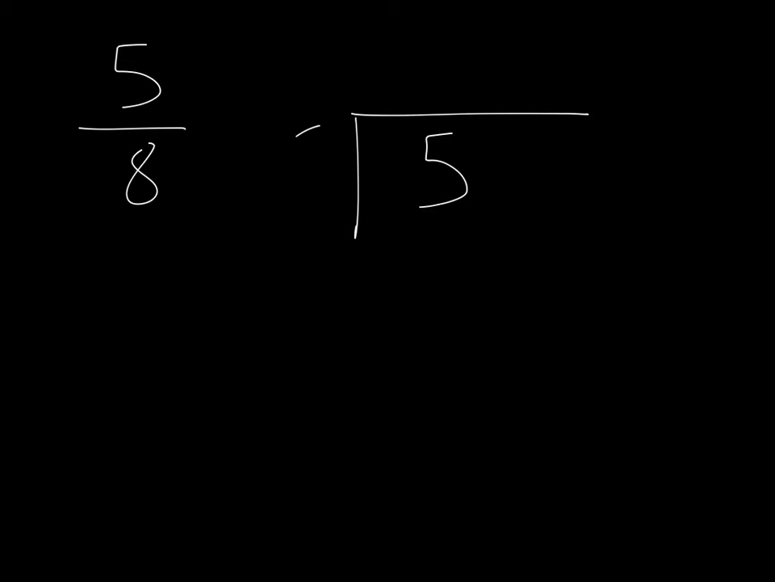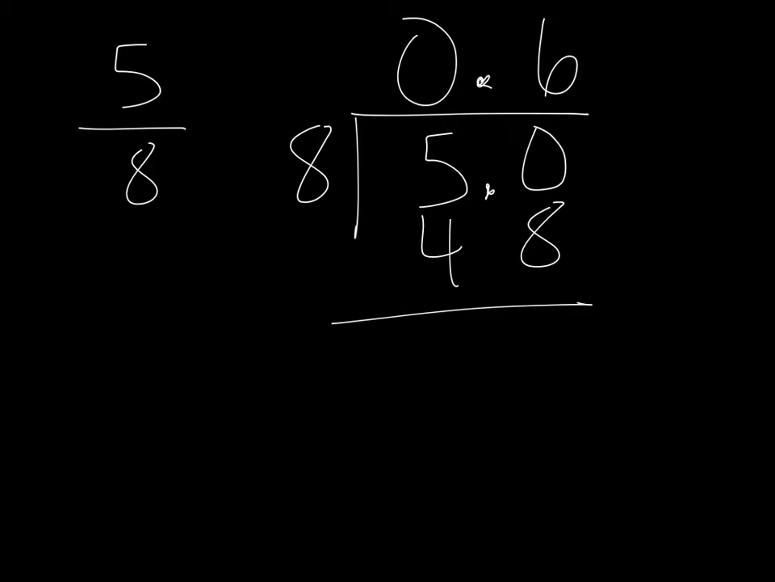5 divided by 8. Does 8 go into 5? No, it does not. So that's 0 times. I can add a decimal and a 0. I'll bring my decimal point up top too. 8 goes into 50 6 times. 6 times 8 is 48. And I can subtract, 50 minus 48 is going to give me 2.